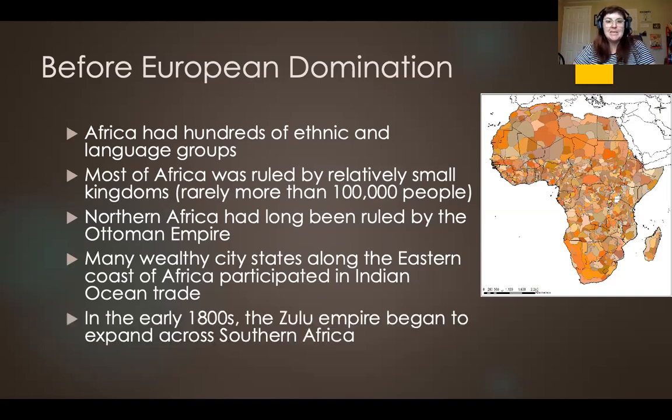And in the early 1800s, the Zulu Empire began to expand across southern Africa in kind of a similar domination to the way that European empires had begun to expand across Latin and South America. So they definitely had their own internal struggles and empires and conquests and things like that.